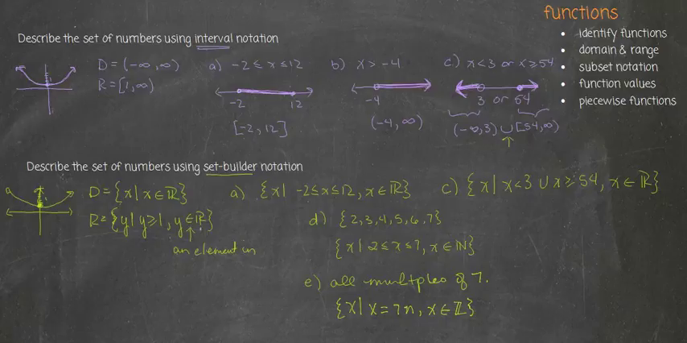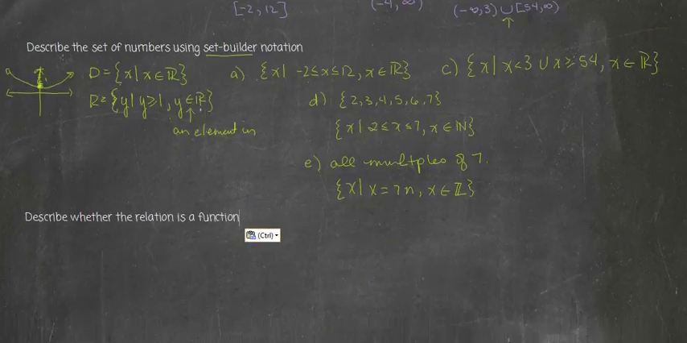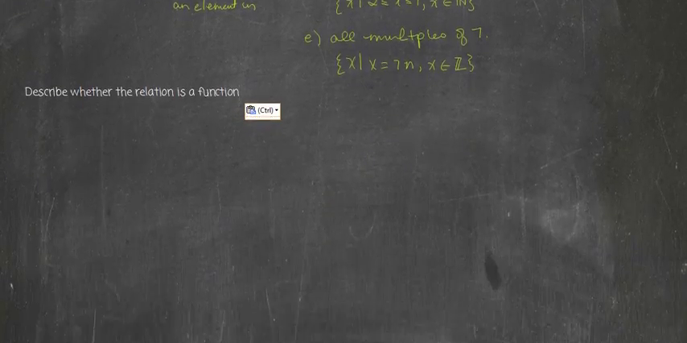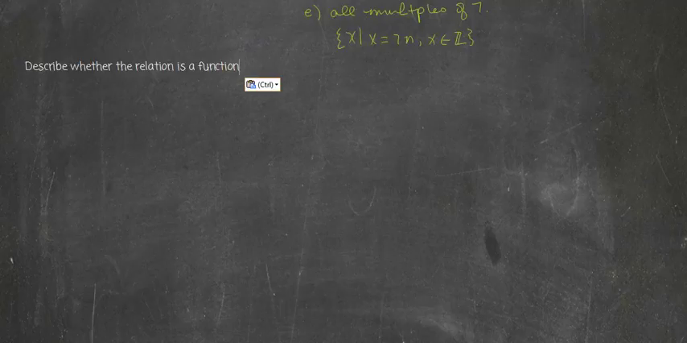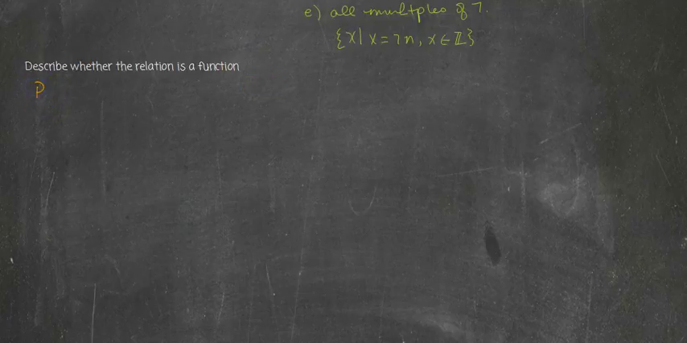All right, so enough of that. Let's move on to functions. So describe whether the relation is a function. So remember, relations are tables that assign, say, an input and an output value from two different sets. So remember that if a relation is a function, then it has to pass the vertical line test.